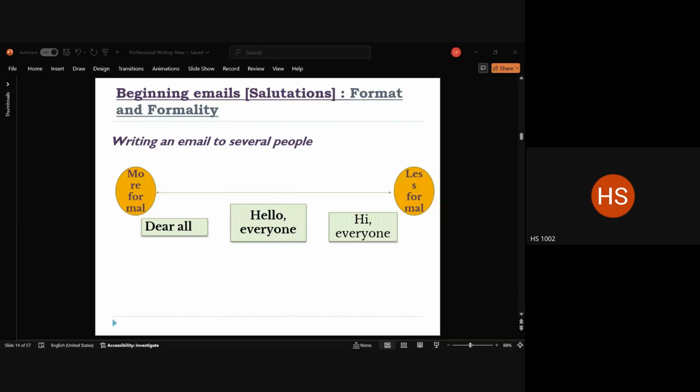I'll address them separately. I will have to say, dear members of the faculty and students. That's how I have to write, because I have to acknowledge that I'm writing to two different communities. Two different communities are involved here, and I need to address them in that way. So that difference I'm going to show: dear members of the faculty and students.